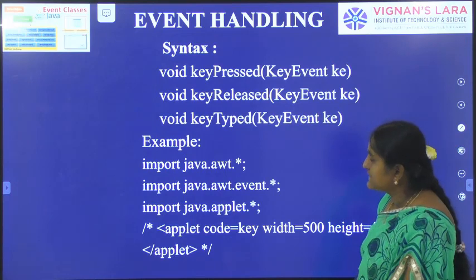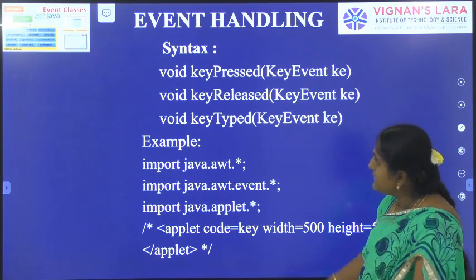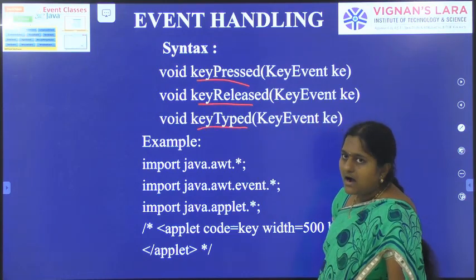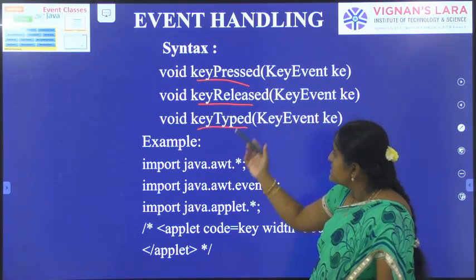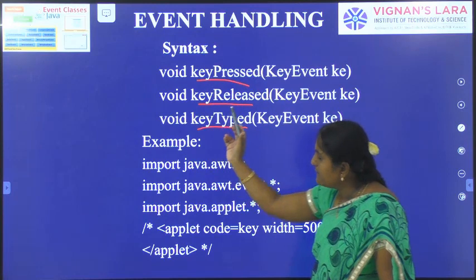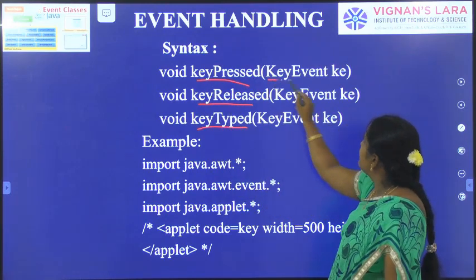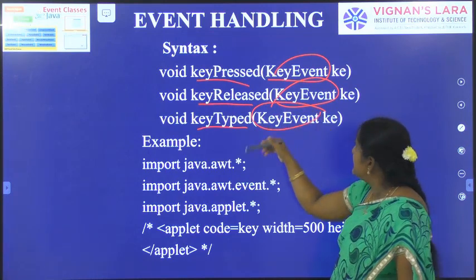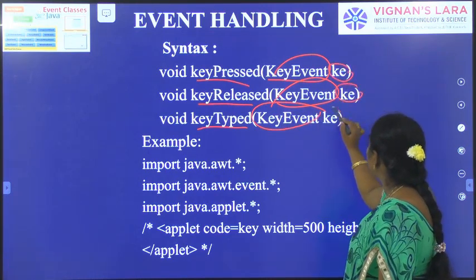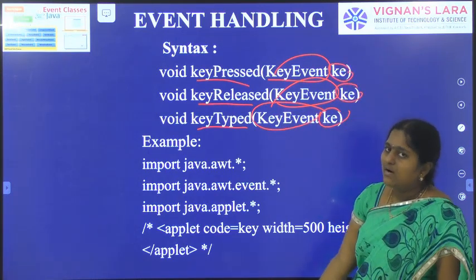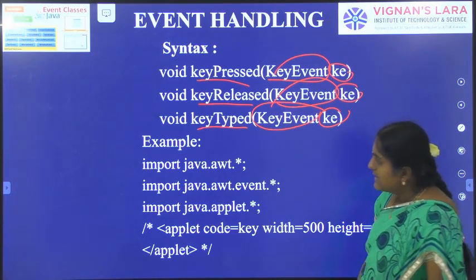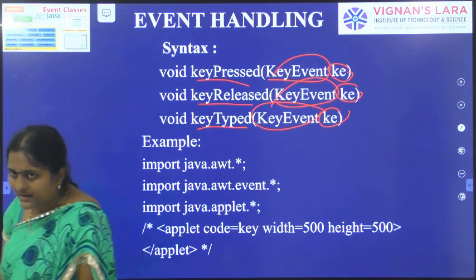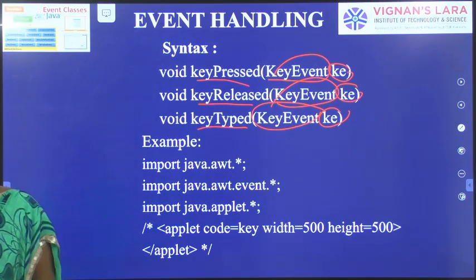So here, what is the syntax of these three methods? keyPressed, keyReleased, keyTyped. These three are listener interface methods, and they return the void data type. KeyEvent is a class, applied as an argument to these three methods. Here k is the reference. With the help of this reference, we can access the methods available in the KeyEvent class. Let us see the example here, then you can get much clarity about the KeyEvent class.